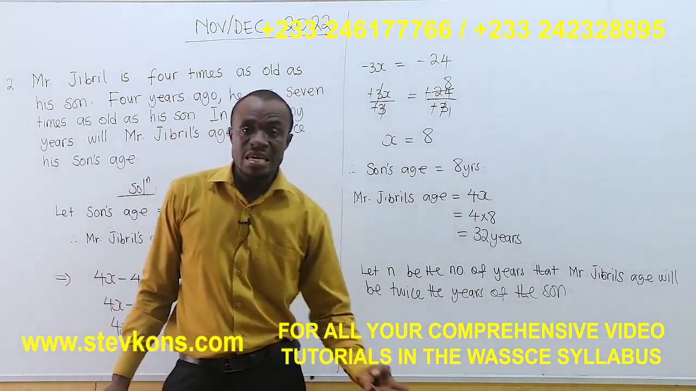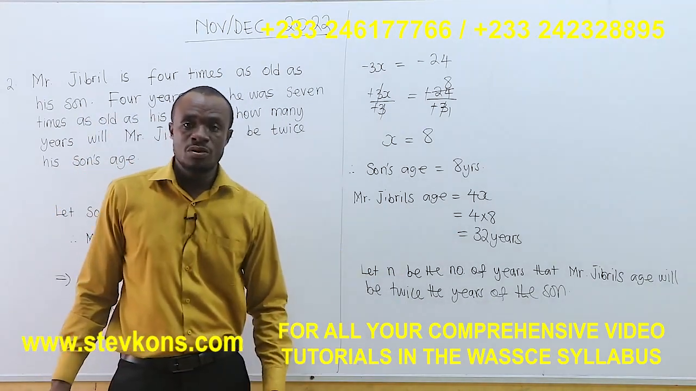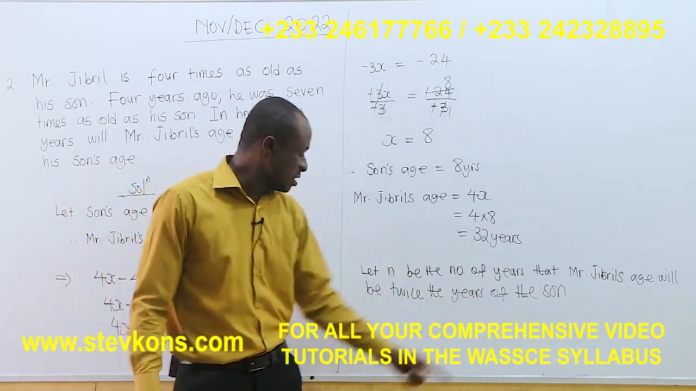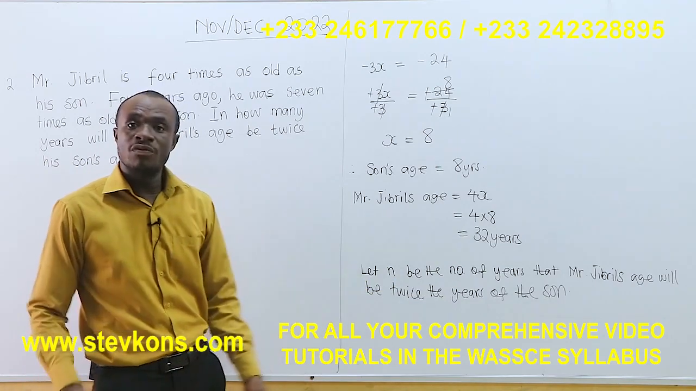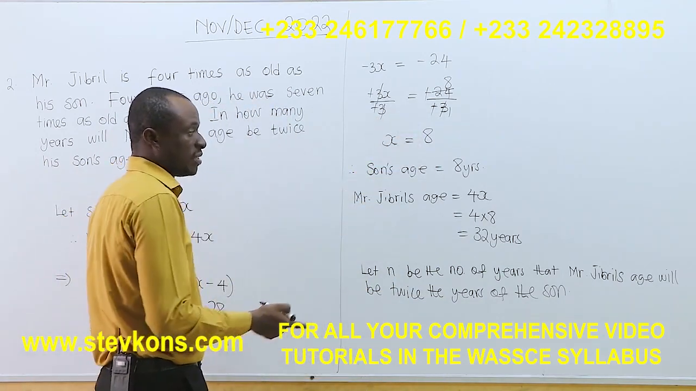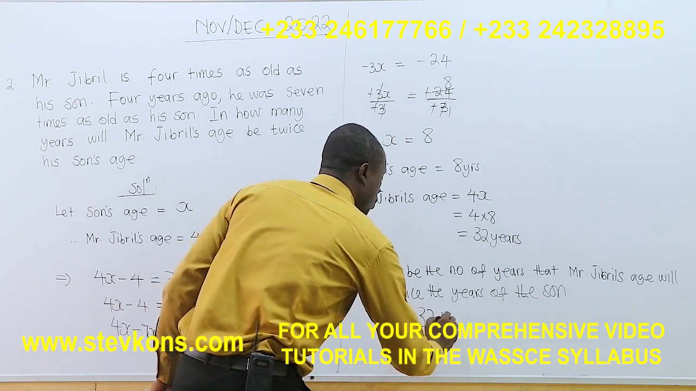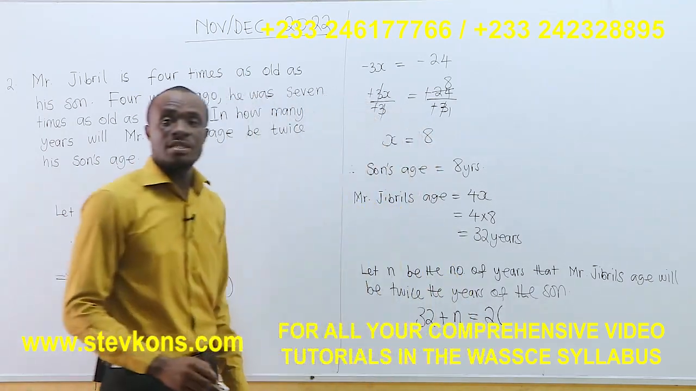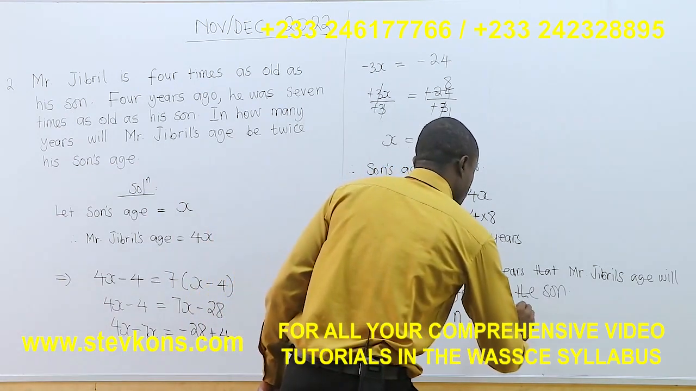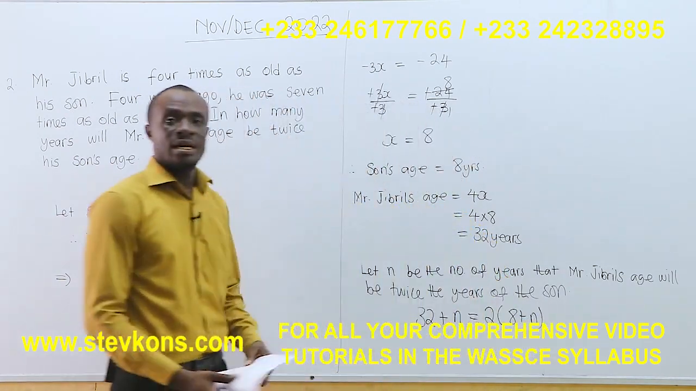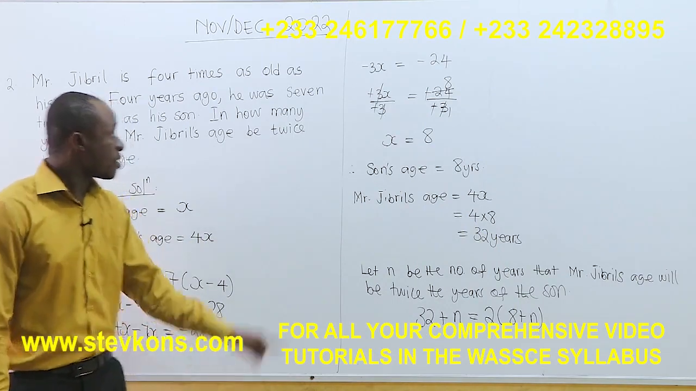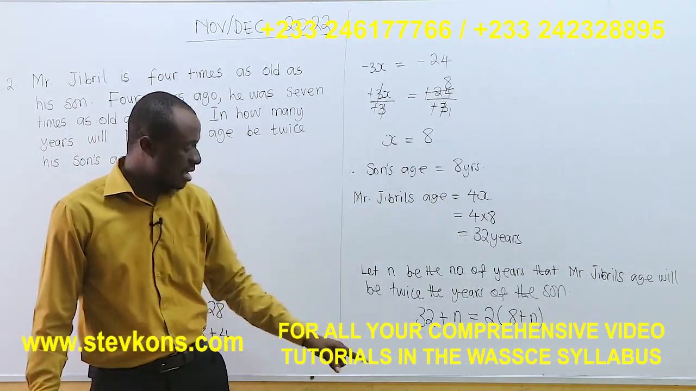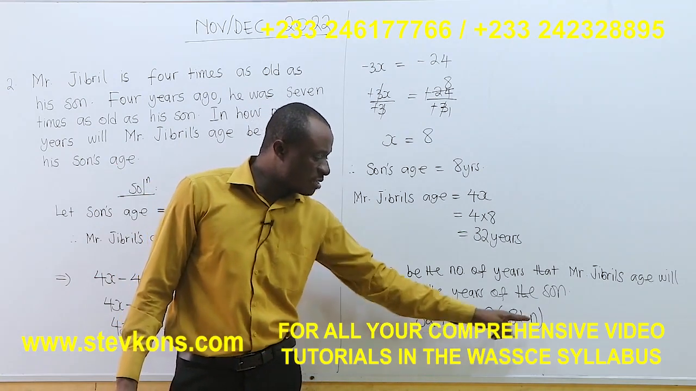Now, Mr. Jibril's age now is 32. That is Mr. Jibril's age now. So in how many years will Mr. Jibril's age be twice the age of the son? You see, in the future, the age now of Mr. Jibril is 32, so that will be 32 plus N, equal to, will be twice the age of the son. The son's age would also be what? 8 plus that particular N, that particular number of years. So that'll be 32 plus N equal to 2 times (8 plus N).